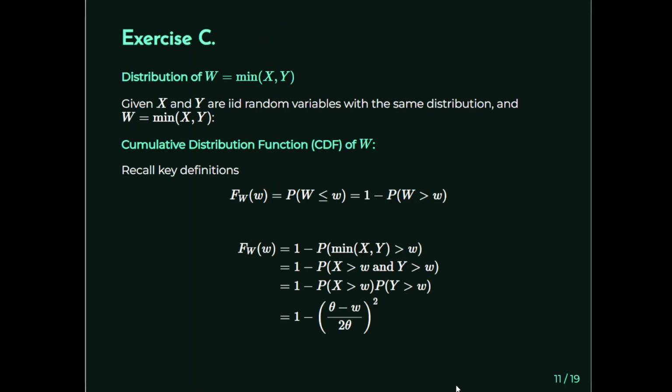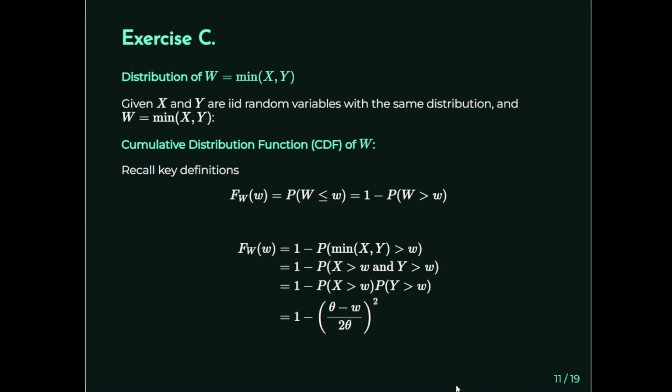Now, I'm going to run through this part very quickly because I don't want to overstay my welcome. The distribution of w is the minimum of x and y. Essentially, we're just going to recall some key definitions. The cumulative distribution of w is the probability of w being less than or equal to some value w, and that is equal to 1 minus the probability of w being greater than some value w. That's the general sense of what a cumulative distribution function is about.